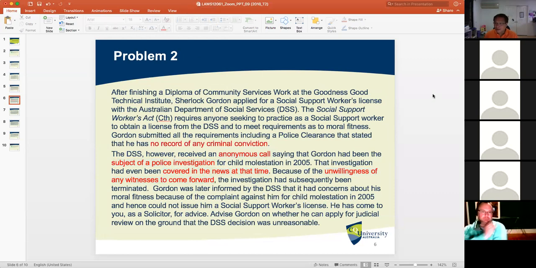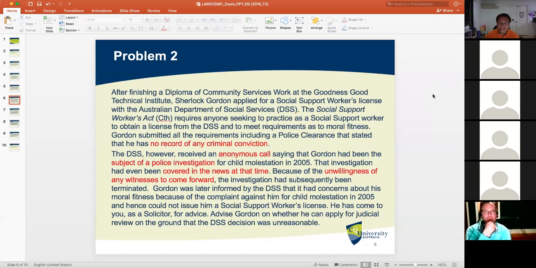Yes, no, what do you think? So yes, if you think it meets the standard of Wednesbury Unreasonableness, and no, if you think it doesn't. So the class seems divided. Can I ask someone to provide an answer? It's half-half. Well, 3 yes, 2 no.